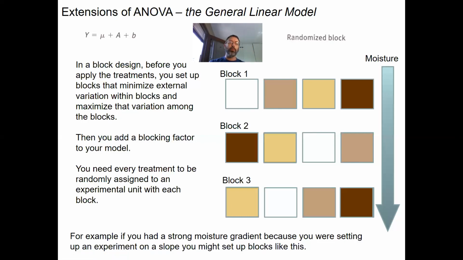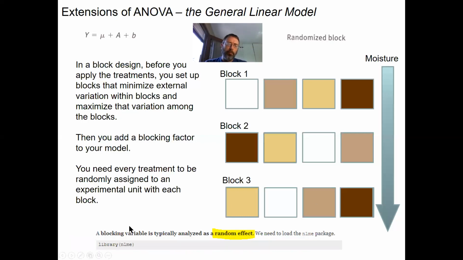Got it. No problem. You might want to do it if you have a greenhouse. You might have to set up blocks because you've got a sun passing across kind of effect. So you might have a table effect that you need to block, for example. Okay. Blocking is typically analyzed as a random effect. Just let that wash over you.